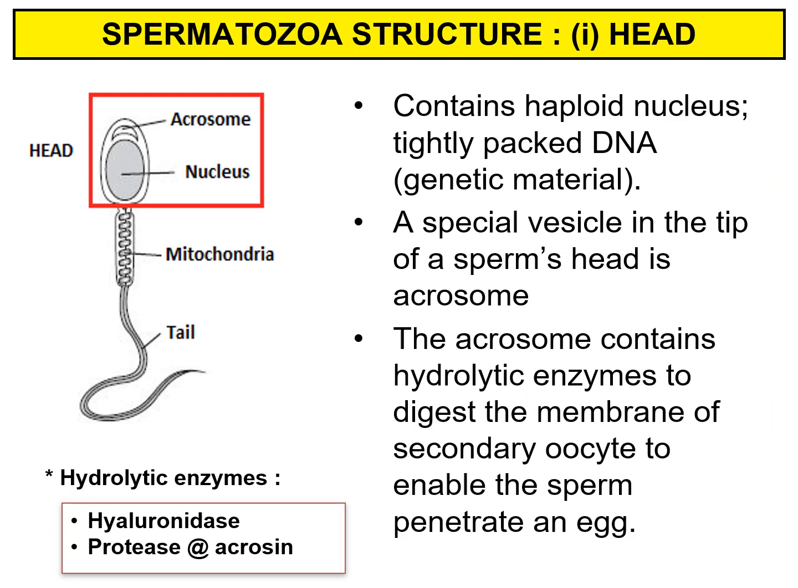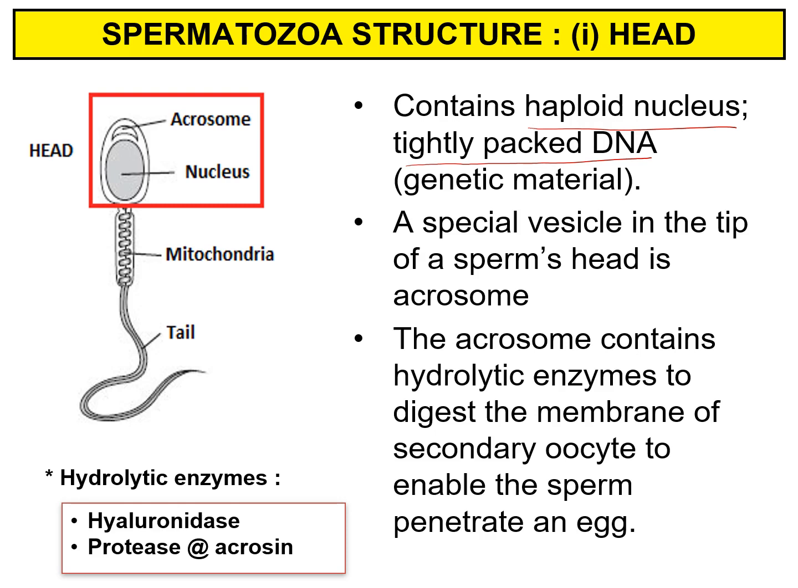So what should be in the head of the spermatozoa? The head should contain a haploid nucleus, which has tightly packed DNA material. Please remember, spermatozoa is a gamete, so the amount of DNA in the spermatozoa head should be half the amount of DNA of the parent cell.